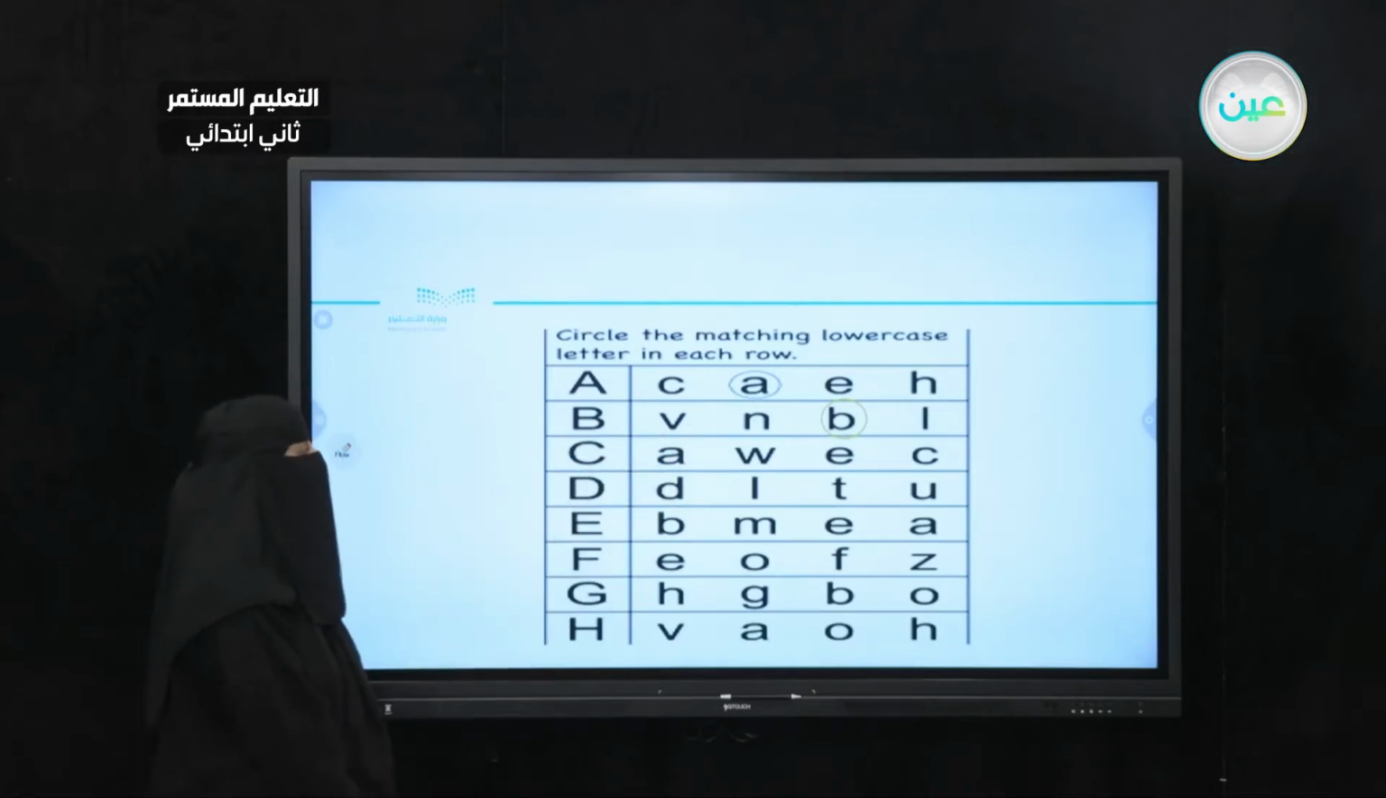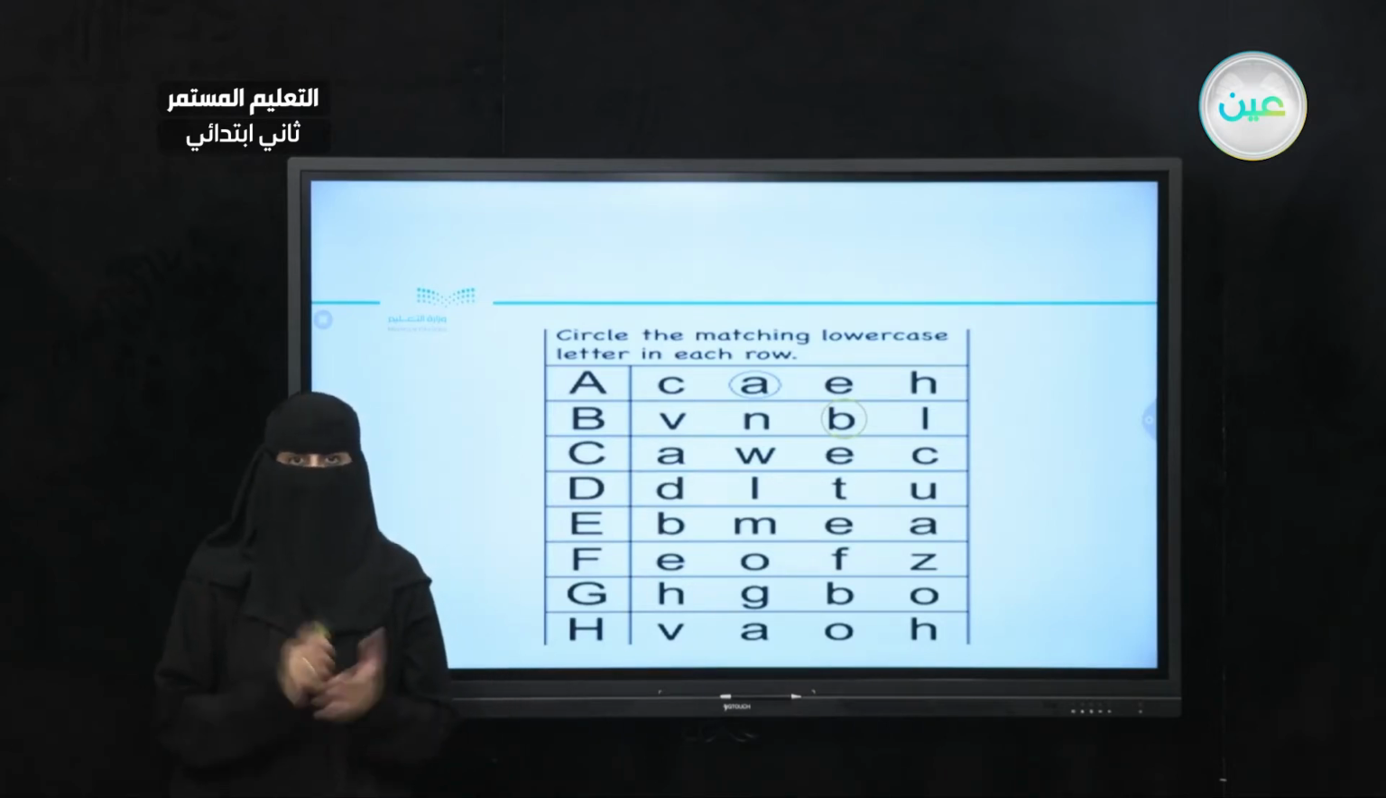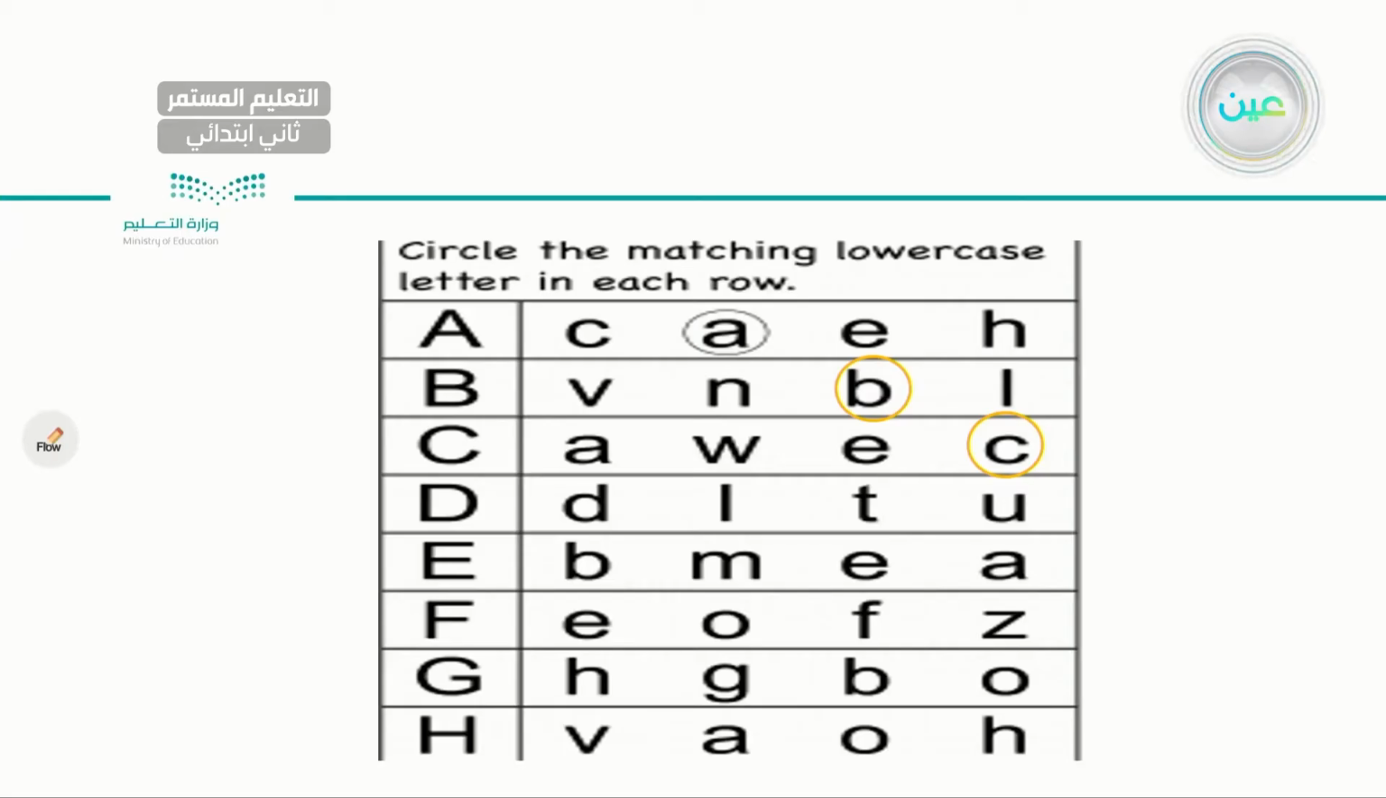Next, I have C, capital C. Try to locate the small c here. Where is the small c? Very good. Same shape, different size. C. Excellent. Next, I have D, letter D. I have capital D. Try to help me to circle the small d. That is the small d. Very good, very good. Next, I have E, capital E. I have small e. Very good, small e.